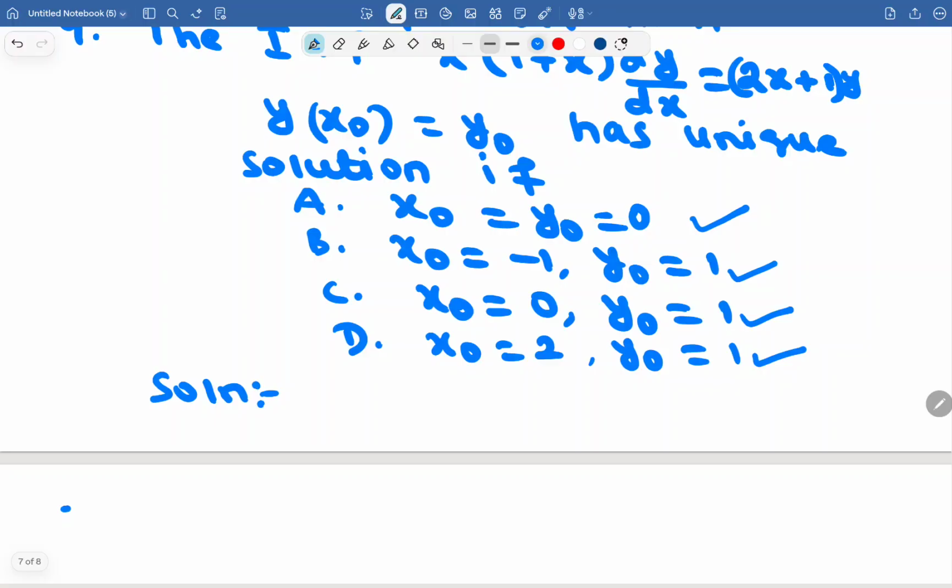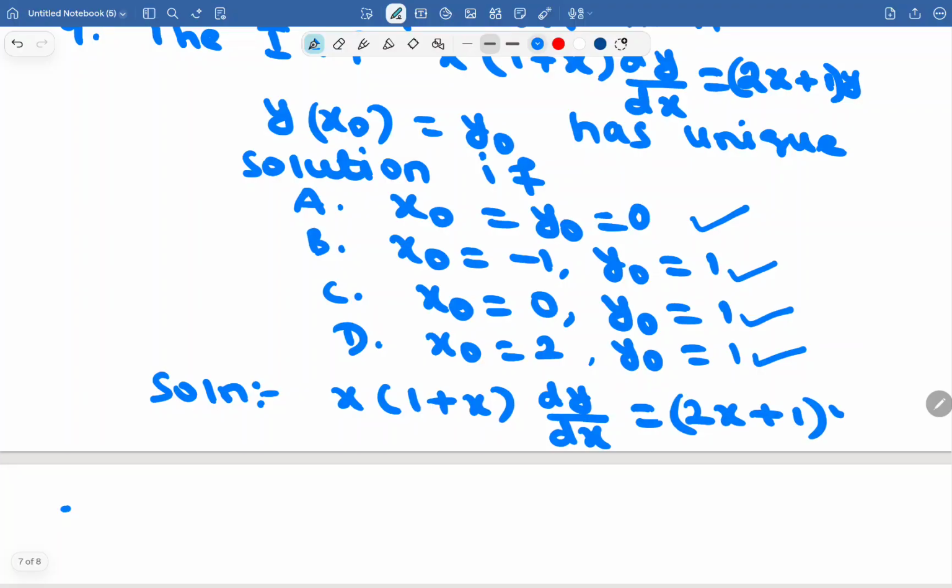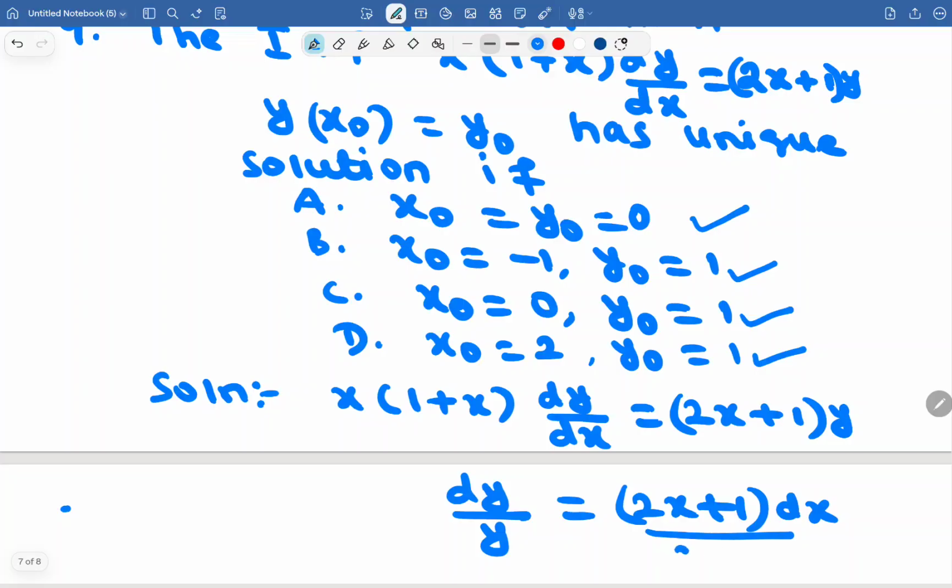Solution: what is given? X into 1 plus x dy by dx which is equal to 2x plus 1 into y. By the method of variable separable, write this one as dy by y which is equal to 2x plus 1 into dx divided by x plus x square.